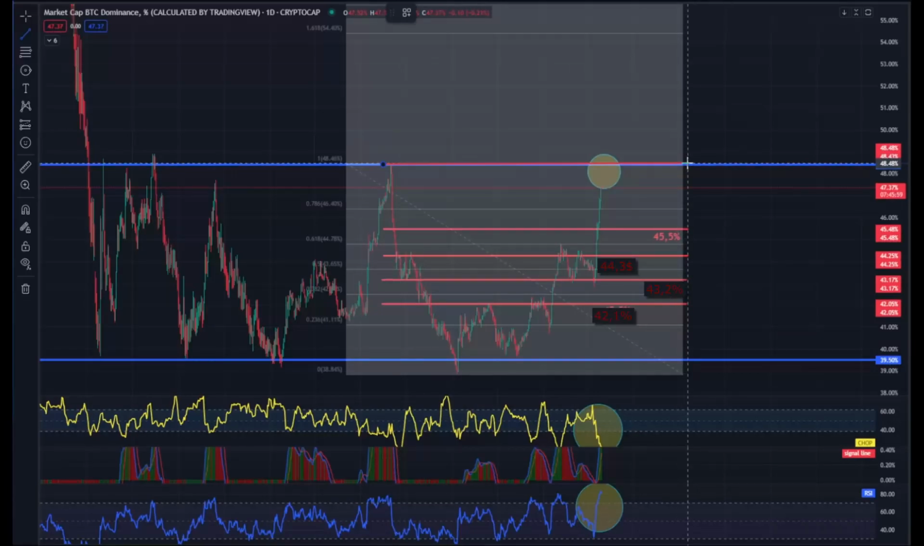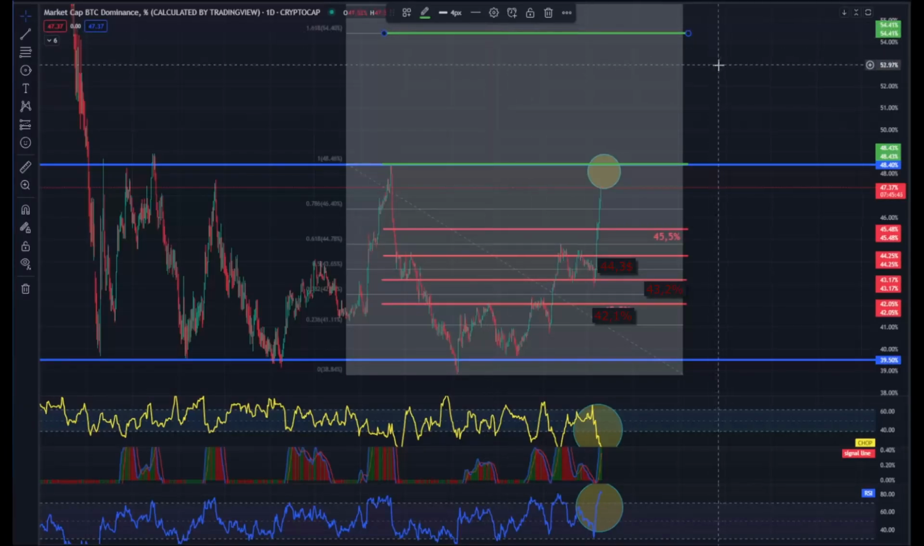Looking the other way, we will also denote the resistance for BTC Dominance, and here we see that significant resistance is at 48.4% at the upper border of the channel. However, when we go higher we can see a rapid increase to around 54.4%.